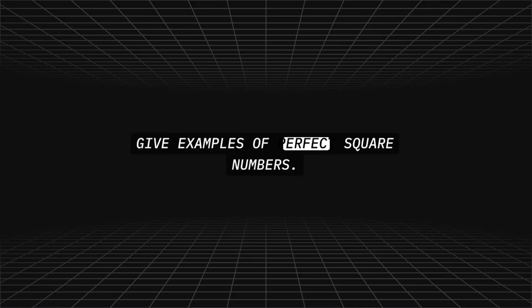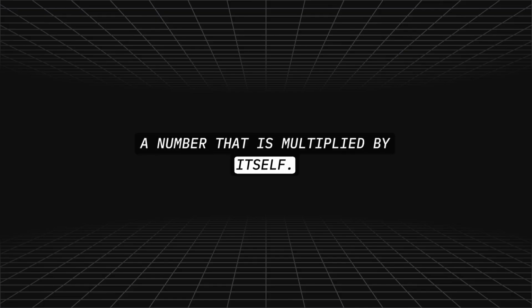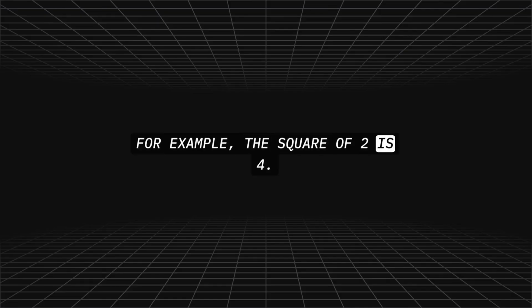Give examples of perfect square numbers. 4, 9, 16, 64, 100, 144. What is a squared number? A number that is multiplied by itself. For example, the square of 2 is 4.